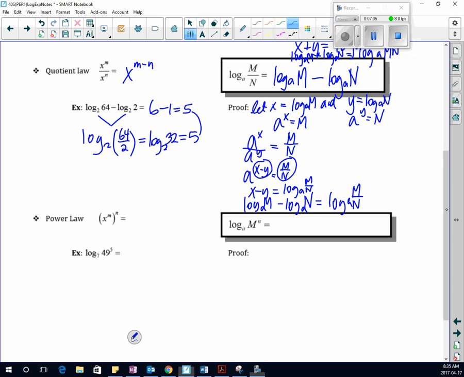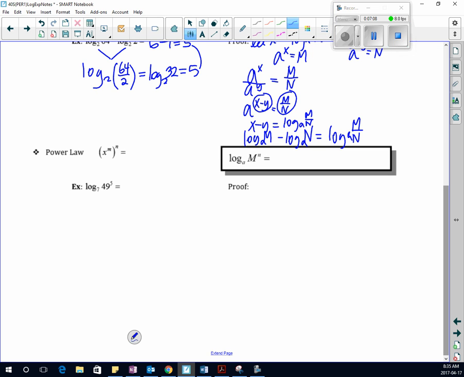Okay, next one. This one is the power law for logarithms. And what it says is this exponent of a logarithm can be written as a product in front. So log of m base a. So basically that little power exponent can be moved. So let x equal log of m base a. Is everybody good with that?